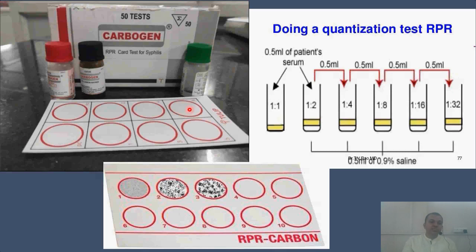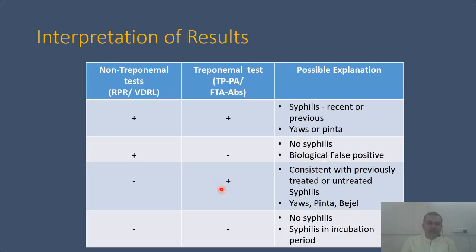So this is the card for RPR testing. In this card, the circles are there. Here, you add 1 drop of the serum and 1 drop of this antigen, and then mix, and we can directly see the result. Because of the carbon particles, we don't have to keep this slide under the light microscope. The clumping of these particles can be easily visualized by the naked eye. So that is the third advantage of using RPR over the VDRL test.